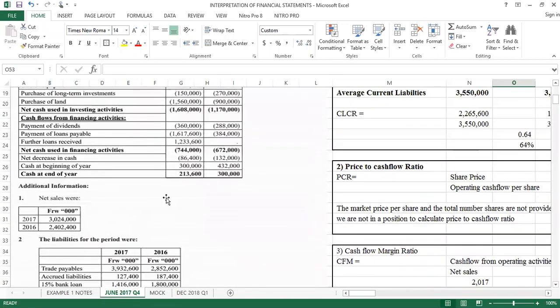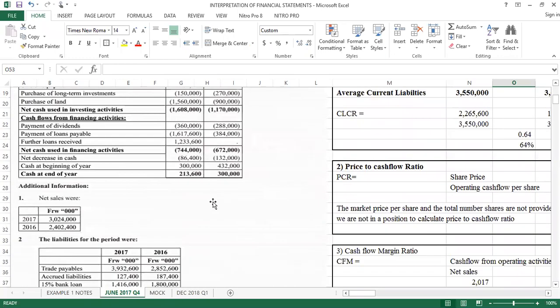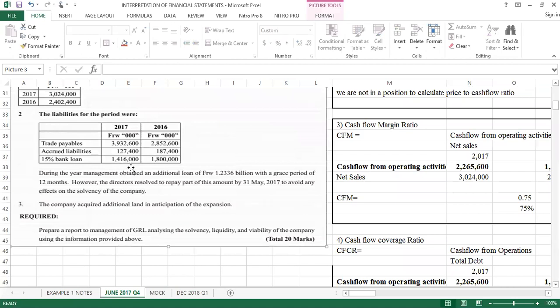First of all, let's look at the statement of cash flow. Financing activities. Do you see further loan received is 1, 2, our loan at the end of the year. At the end of the year, I was just looking at the movement in operating cash flows. So here at the end of the year, 15%, somebody was asking for about 15%. At the end of the year, the debt was this. At the end of the previous year, it was that. During the year, the management obtained an additional loan of 1,233,000,000, whatever that is, with a grace period of 12 months.